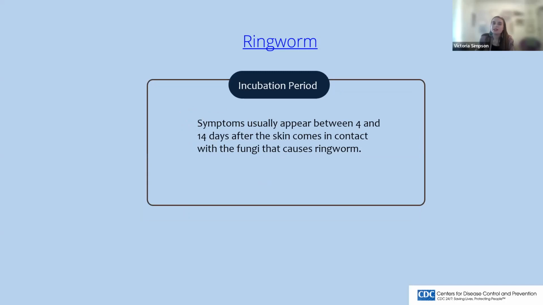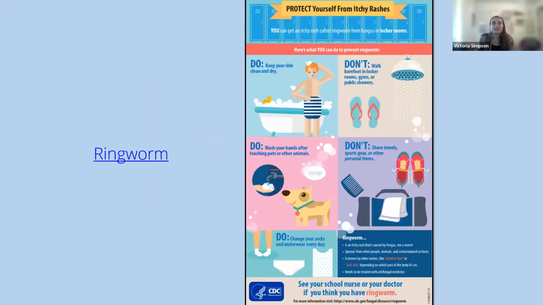The CDC says the symptoms for ringworm usually appear between 4 to 14 days after the skin comes in contact with the fungi that cause it. This shows an infographic from the CDC that you now have available to you through this slide. It does list prevention tips such as keeping your skin clean and dry and washing hands after touching pets.